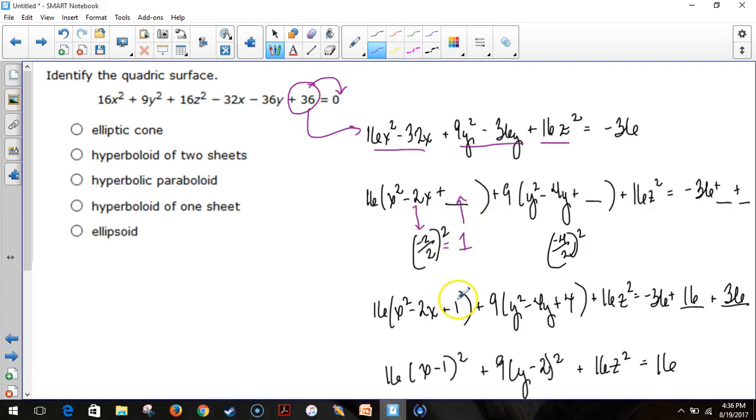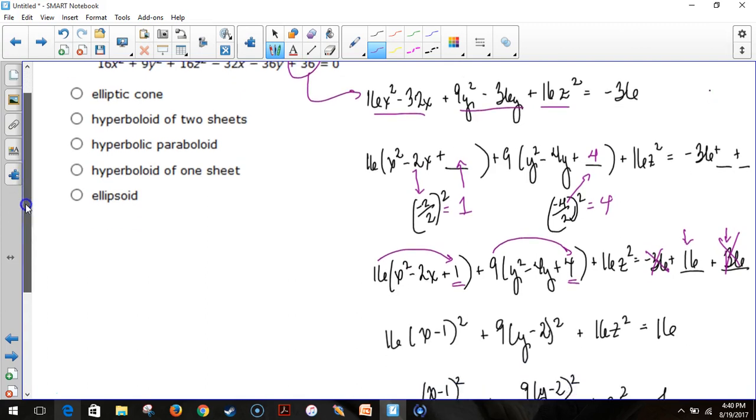So I'm going to put the 1 in here. And then over here, this would be a 4. And so I put the 4 over here. But I put the 1 here and the 4 here. But if you were to distribute, it's not a 1, it's a 16. It's not a 4, it's a 36. So you don't put 1 and 4, you put 16 and 36. This will take care of that negative 36, and now I have it set equal to 16.